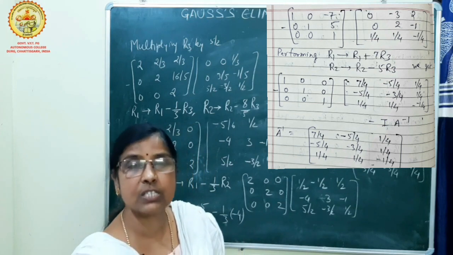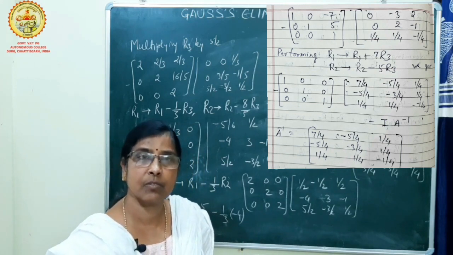So this is the Gauss elimination method for finding the inverse of a matrix.